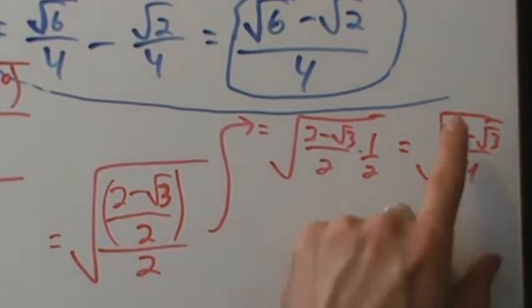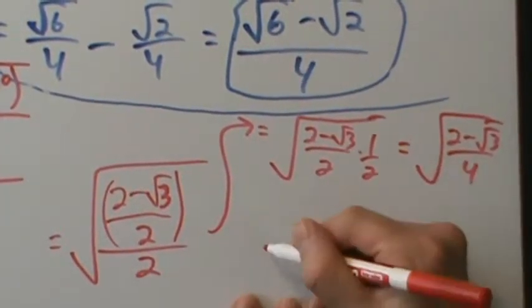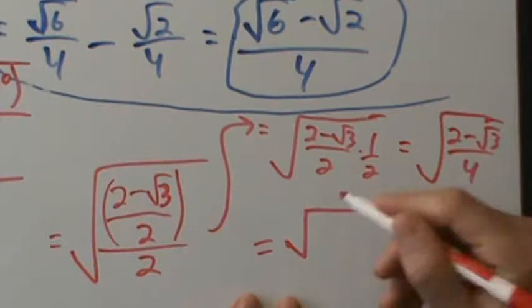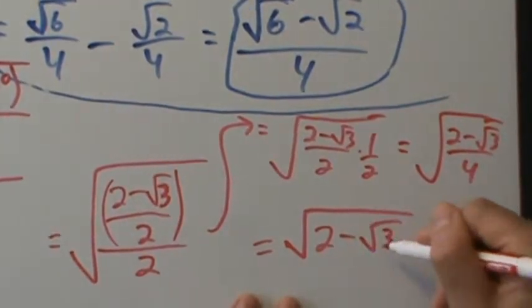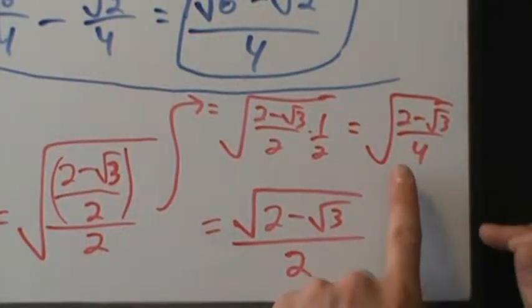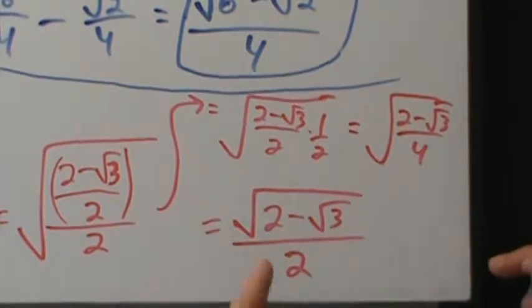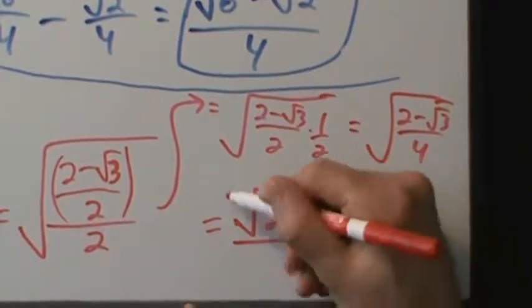The square root of the top divided by bottom is the square root of the top divided by the square root of the bottom. The square root of the bottom can be simplified, so this actually turns out to be the square root of 2 minus root 3, all divided by 2. So you can split this square root up into the square root of the top divided by the square root of the bottom, and the square root of the bottom is the square root of 4. The square root of 4 is just 2. So this is our answer here.